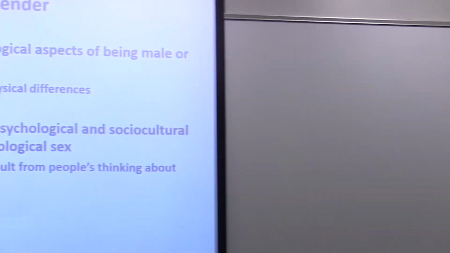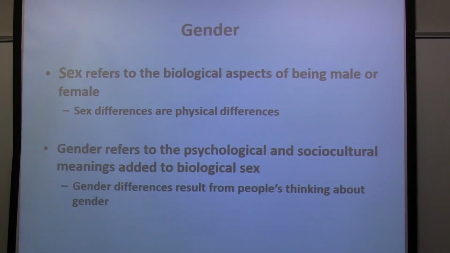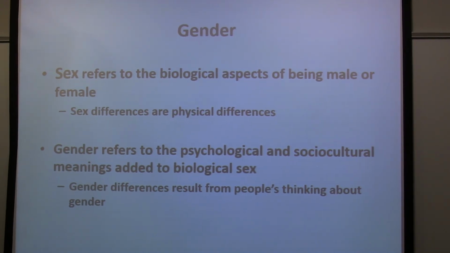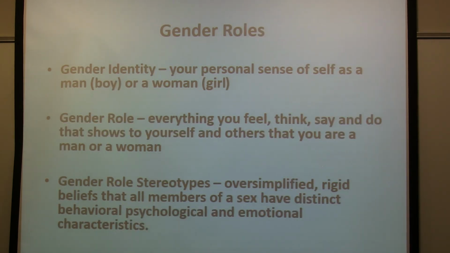So let's talk about gender for a moment. Sex refers to the biological aspects of being male or female. Sex differences are purely physical differences. Gender refers to the psychological and socio-cultural meanings added to biological sex. Gender differences result from people's thinking about their gender. So they may physically have a certain sex, be born into a certain sex, and have certain physicalities. However, they may think of themselves as a different sex. And that's what we refer to as gender.